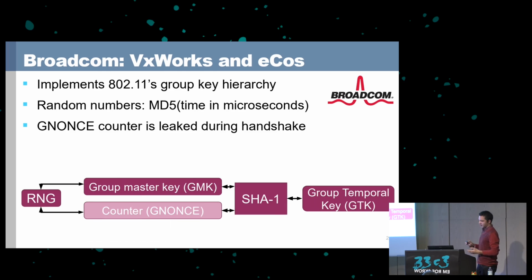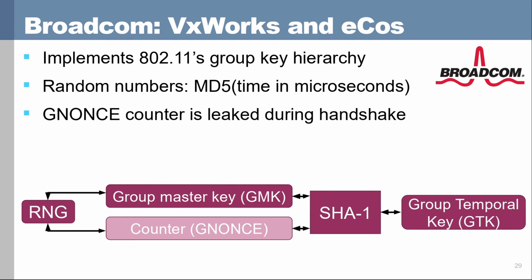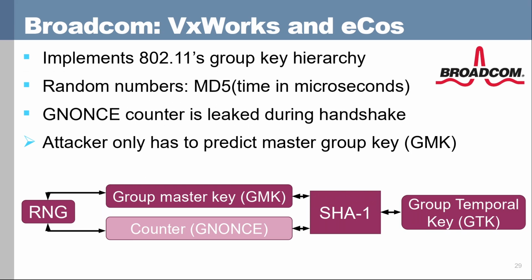There is also another disadvantage of their implementation, and they use this public counter in the four-way handshake that you use to connect to the network. Now, this is perfectly allowed. There is nothing wrong with that. But it does make it easy for us as attackers because we can collect the value that was used here in the handshake, and the one that was used while generating the group key will be only a few numbers away from this value that was leaked. So really the only thing we have to predict here is the group master key. And if we have the group master key, we can then again predict the group key.